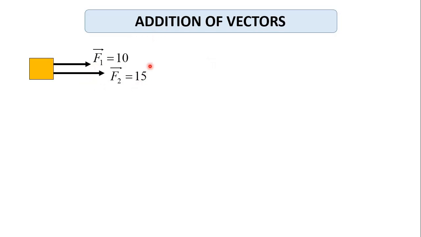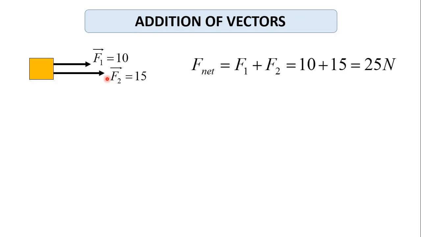Consider this very simple case. In this case there is a body of mass m and two forces. Forces are vectors. Two forces, F1 is equal to 10 Newton and F2 is equal to 15 Newton. They act on a body and both the forces are acting in the same direction. So what will be the net force acting on the body? It will be obviously addition of both of these.